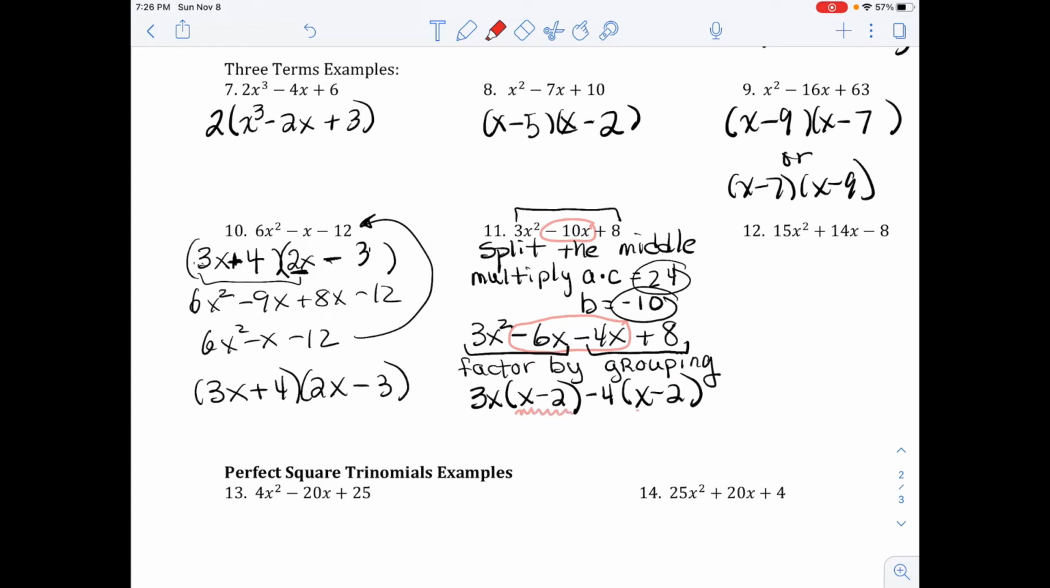Now what we just did was called factor by grouping. Now I want you to notice x minus 2 in the first parentheses, x minus 2 in the second parentheses. Now this becomes a GCF. So the GCF is x minus 2, leaving 3x minus 4 remaining.